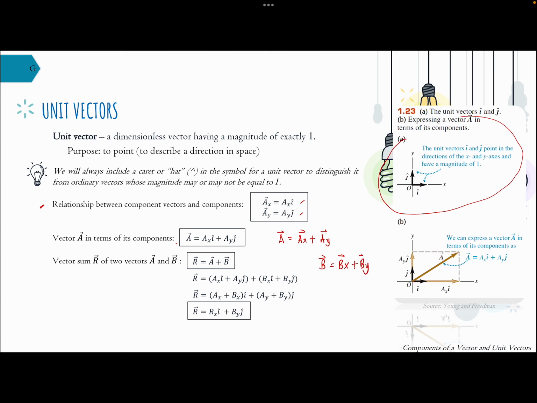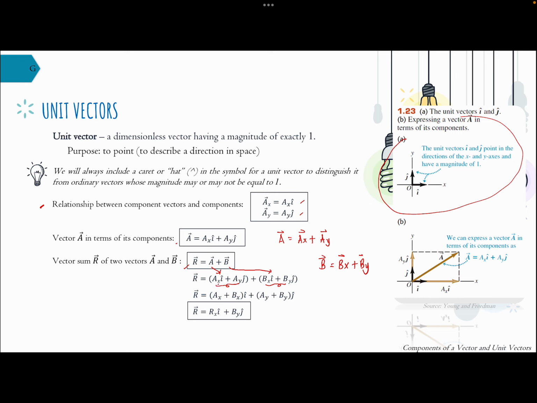Anong mangyayari? Eh di magiging ganito, di ba? Resultant vector is equal to vector A plus vector B. And then, vector A is this in terms of its components. Then, vector B is this in terms of its components. So, anong next na mangyayari? Ang next is to add the x and y components separately.